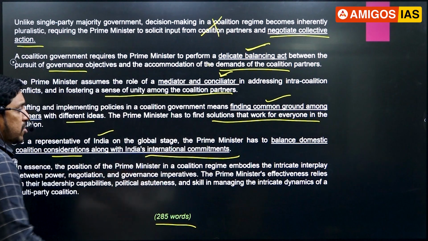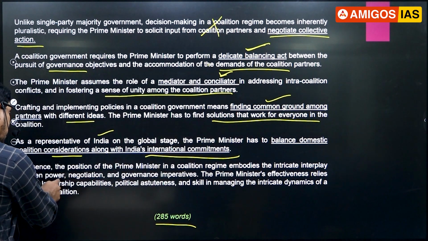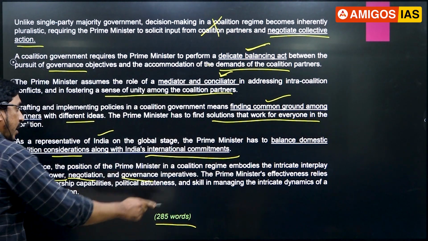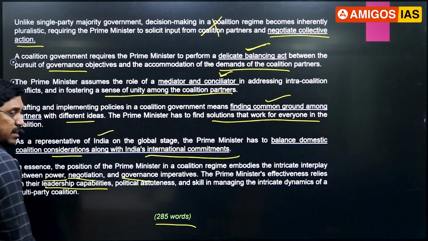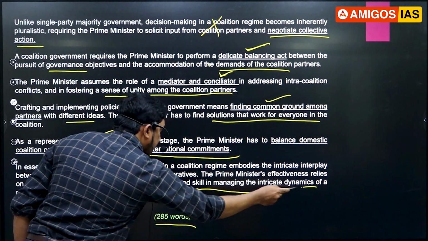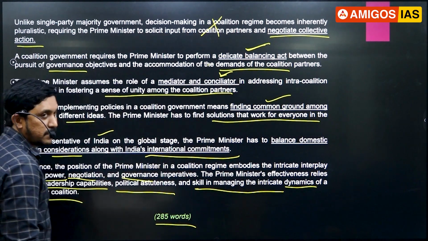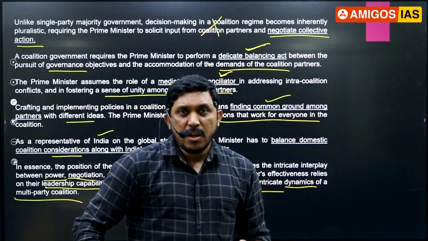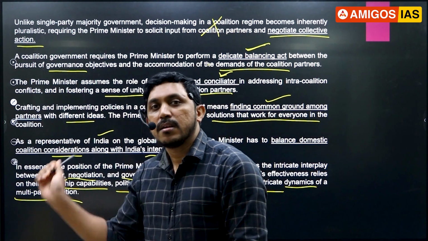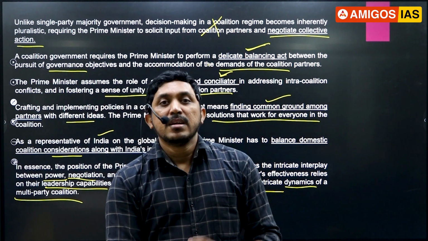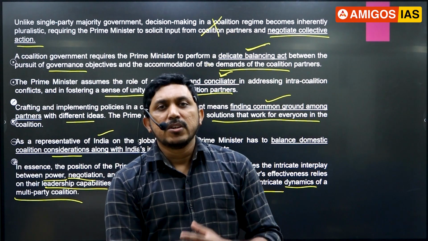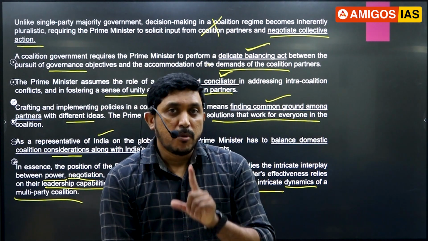The position of PM in a coalition regime embodies the integrated interplay between power, negotiation and governance. All this has to be managed. That means this effectiveness depends on leadership capabilities, political acumen or astuteness, and skill in managing the intricate dynamics of a multi-party coalition. That means in the conclusion, you are telling that in a coalition regime, the position of the prime minister is dependent on their capabilities, their political acumen, and how skillfully they navigate the dynamics of the coalition regime. So this is the way you can write any answer of IGP in political science optional.